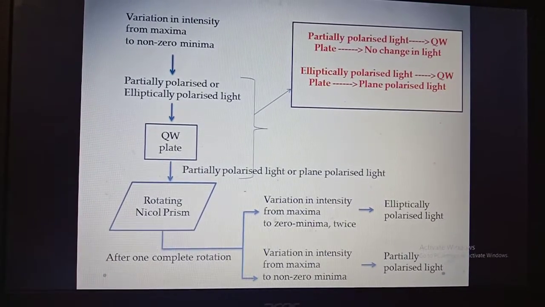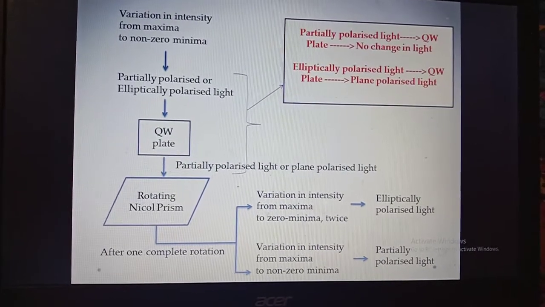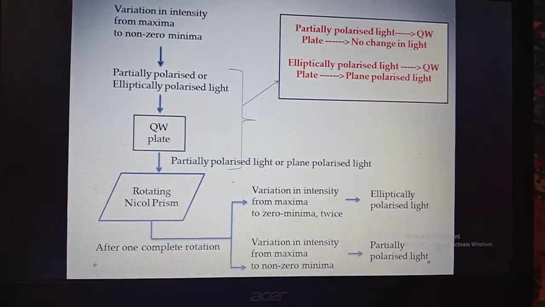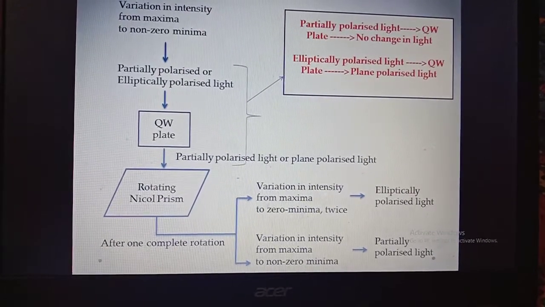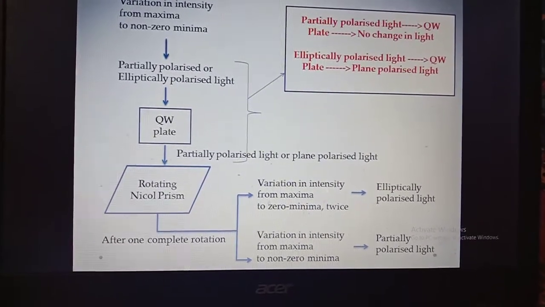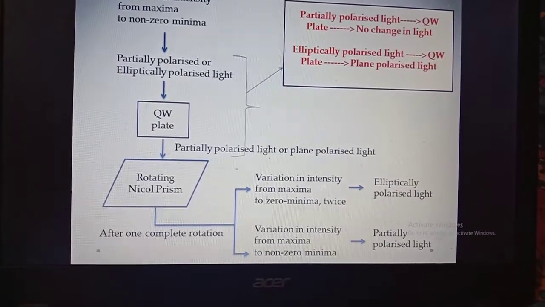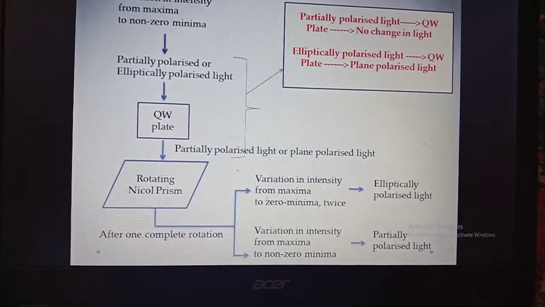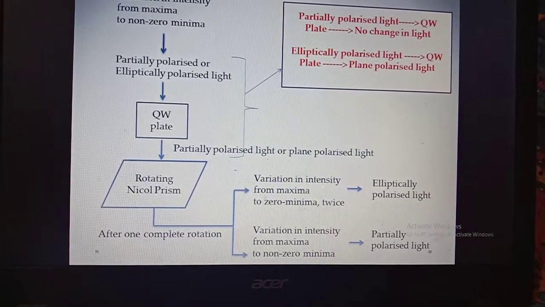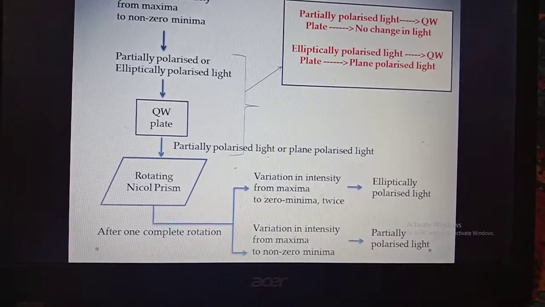After one complete rotation of the Nicol prism, we get two results. If we get the first result, that means variation in intensity from maxima to zero minima twice. This result is possible only when plane polarized light is incident on a rotating Nicol prism. And this plane polarized light is obtained from the elliptically polarized light when it passes through the quarter wave plate.